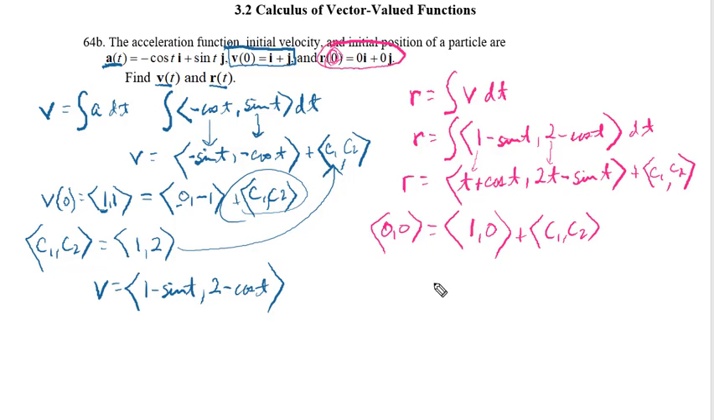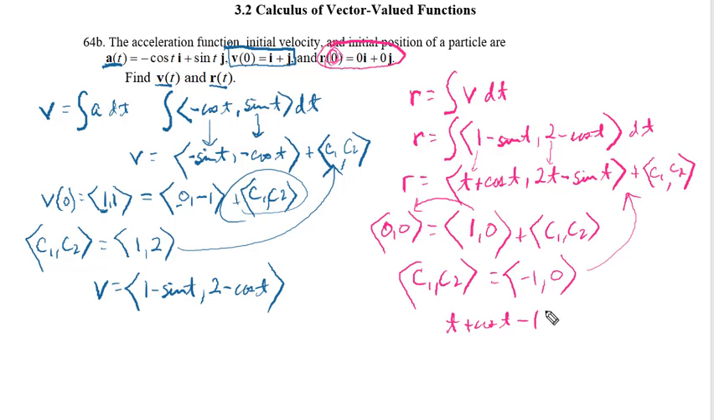So, to find the C1 and C2, we simply subtract. So when we subtract this vector from the other side, we get 0 minus 1, and 0 minus 0. So we need to put that back in here. So r is going to be t plus cosine t plus negative 1. So that would be t plus cosine t minus 1. And 2t minus sine t plus 0 would still be just 2t minus sine t.